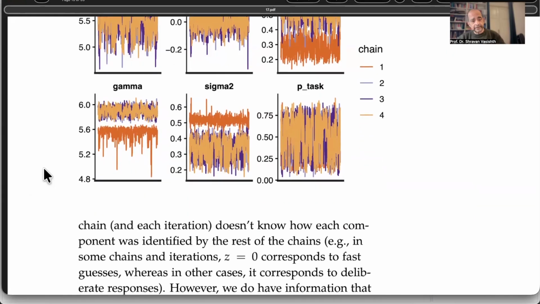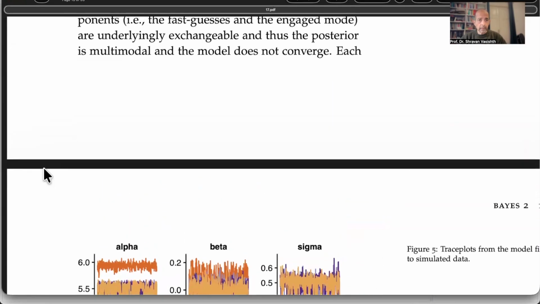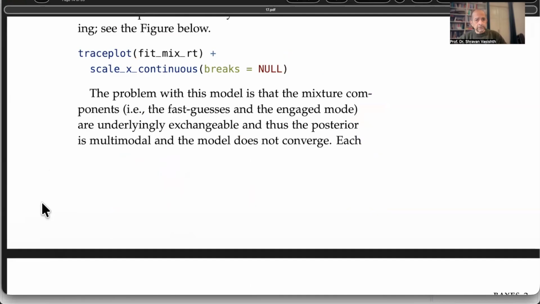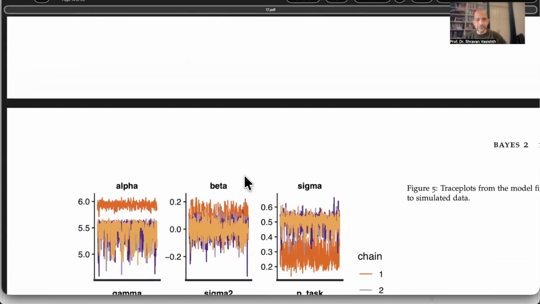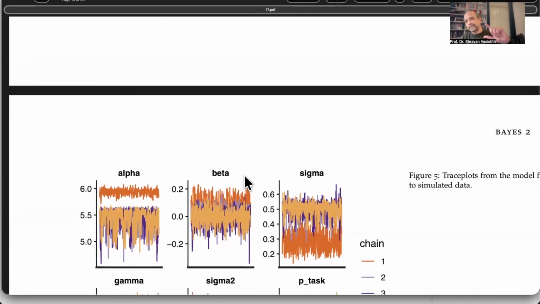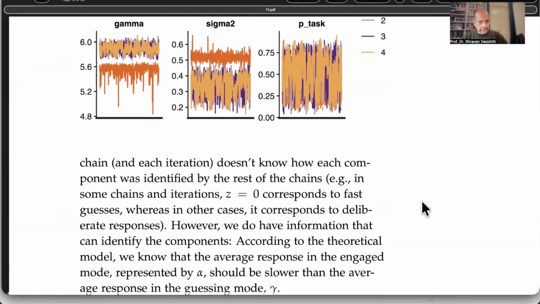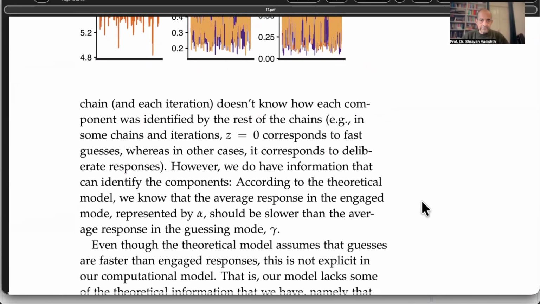The reason for that is explained here. The two mixture components, the engaged mode and the guessing mode, are exchangeable. That means in some cases, z equal to 1 means that you're in task engaged mode. Sometimes z equal to 1 means that you're in guessing mode. So the meaning of z1 and z0 is exchangeable here. And it says that here.